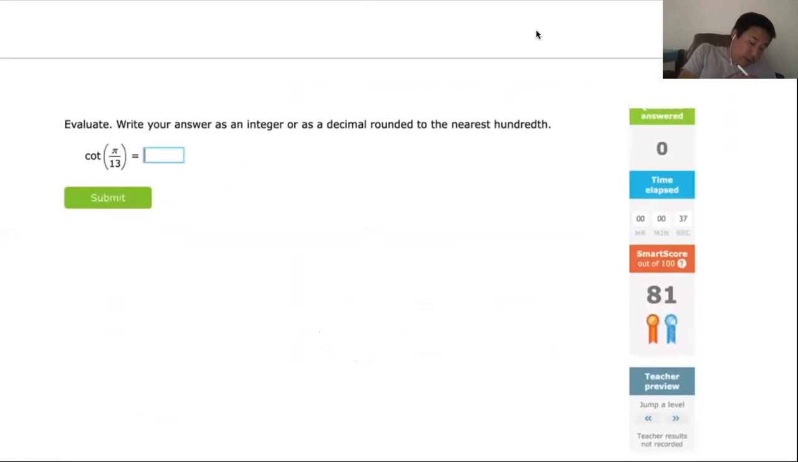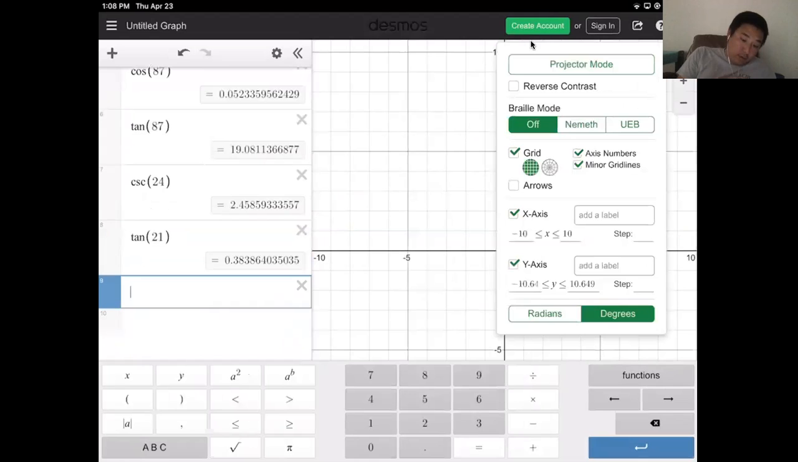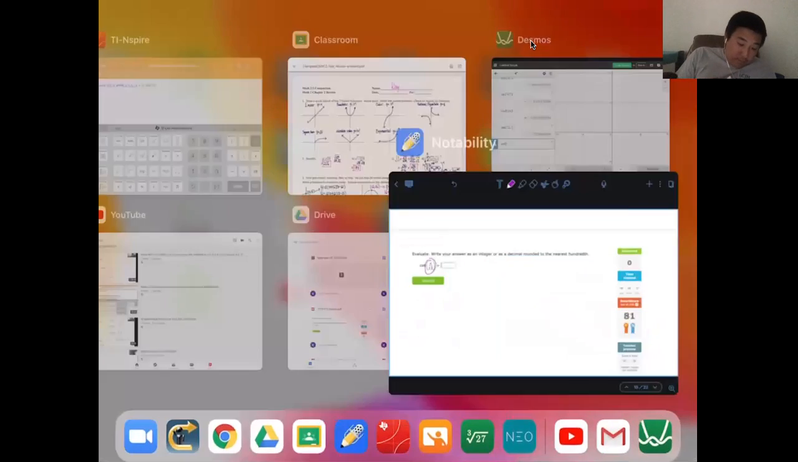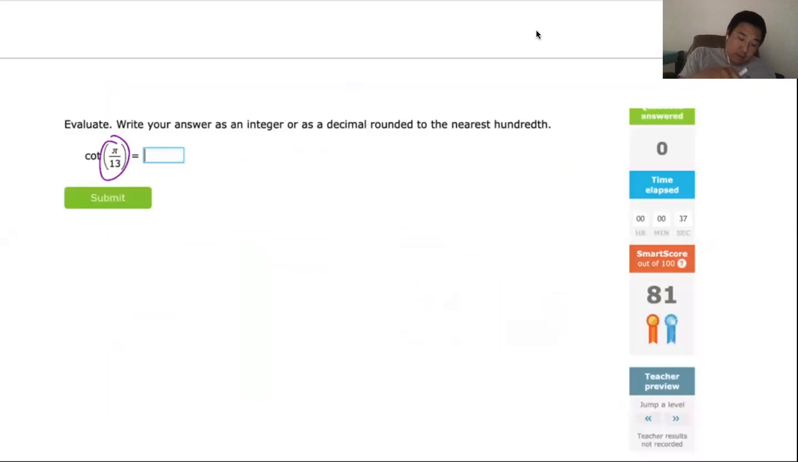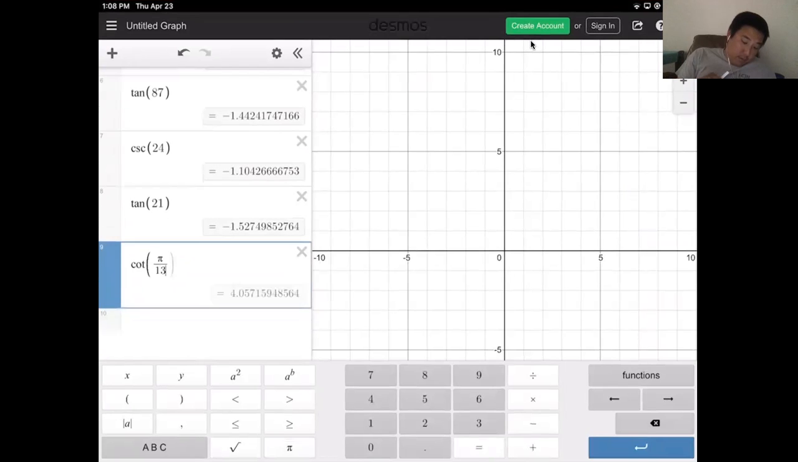Now we have to do the radians. Because it's a pi, it's in radians, so I'm going to switch my mode. Wrench, radians, and I want cotangent of pi over 13. Pi divided by 13. So 4.06.